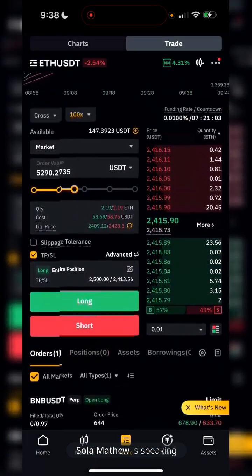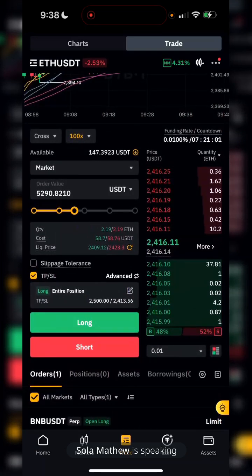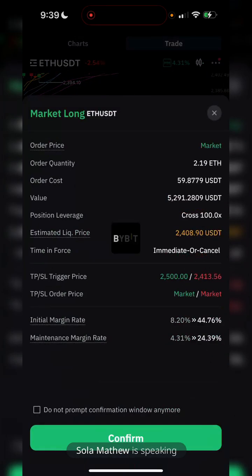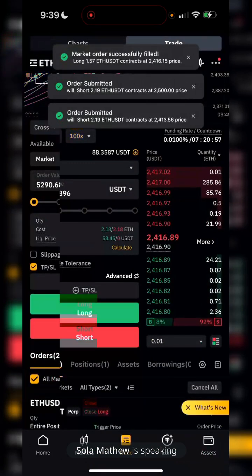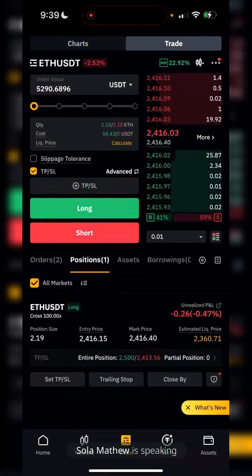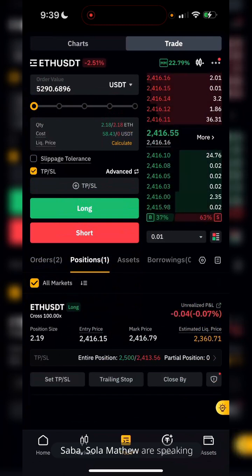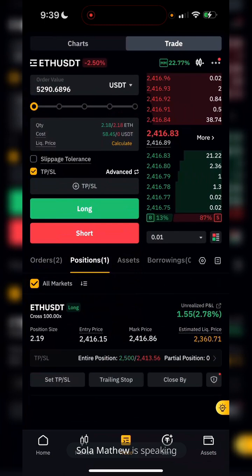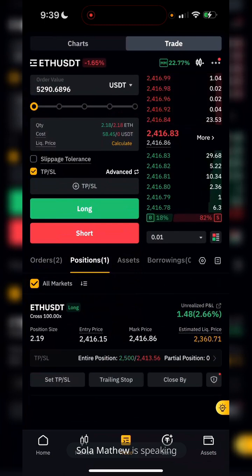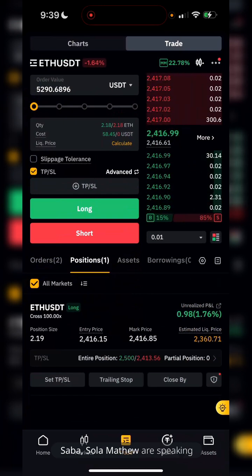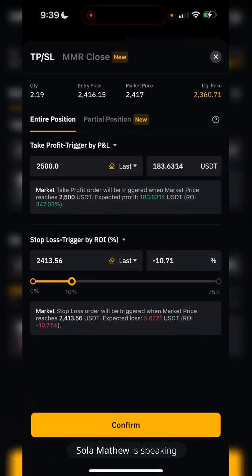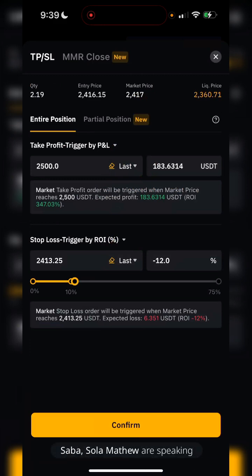Okay, so let's now go to long. I'll click on long. Can you see the market has already filled now? Can you see I'm in profit, but it's still going down? Here, you will not see modify. This is what you see: set take profit and stop loss. Assuming you want to adjust it now, just click on set it again. So you can adjust it again here. You understand what I mean? This is where you now adjust it.